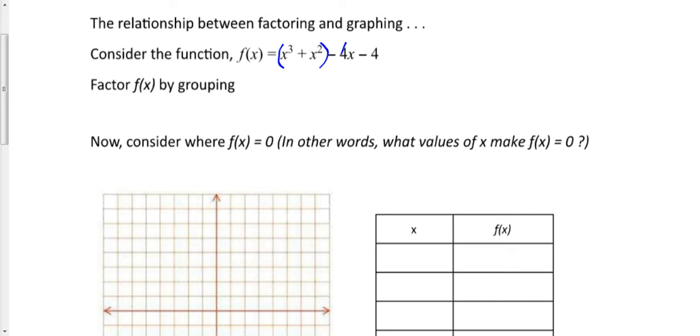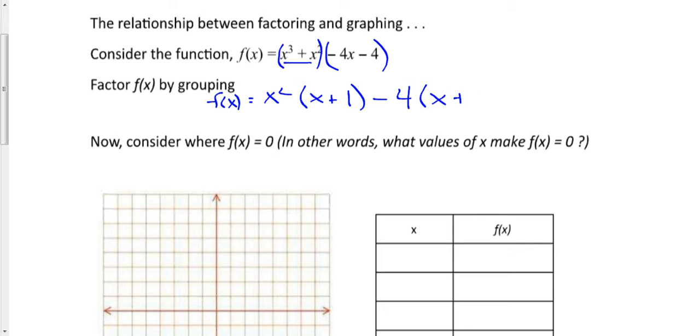Try this. Factor that, and then look for common factors to both of those two guys. What's the common factor to this? x squared, right? So that's x squared. This is f of x equals x squared times what? x plus 1. And then, what's the common factor here? Let's do negative 4. Negative 4 times what quantity? x plus 1.